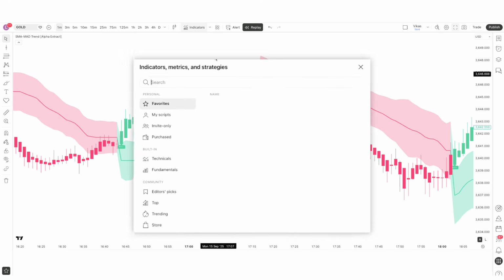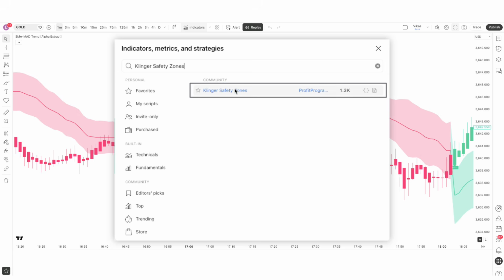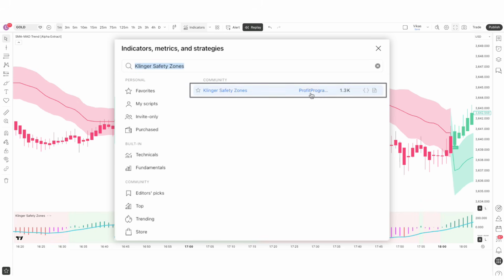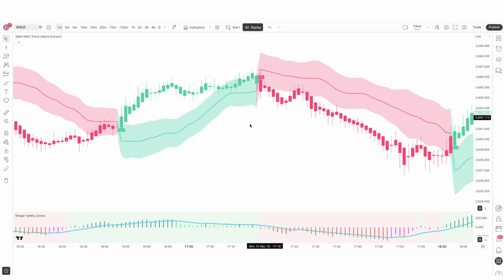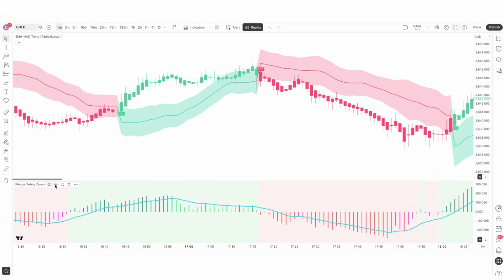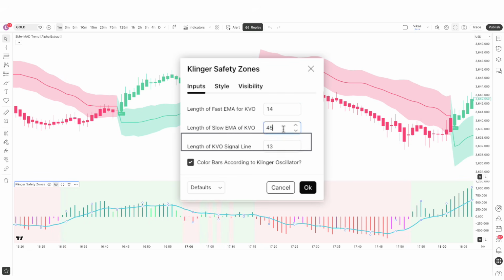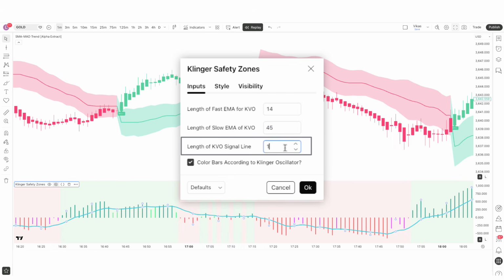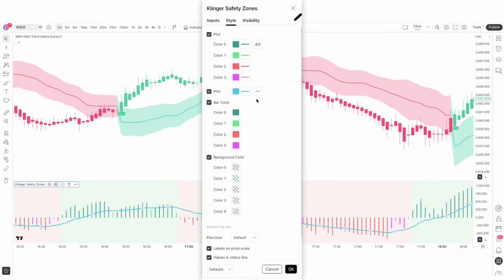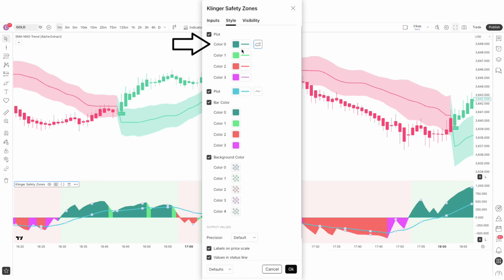Let's go to the Indicator Search tab, search Klinger Safety Zones, and select this one called Klinger Safety Zones Indicator, created by Profit Pro Trader. Now let's access the settings of this indicator so we can modify it to suit our strategy. We change the fast EMA for KVO from 34 to 14, and the slow EMA of KVO from 55 to 45, and the KVO signal line from 13 to 18, and change the plot option from histogram to area, and change the color 0 option color, and the color 3 option color. And we have to keep these options hidden. And here everything is fine after that.